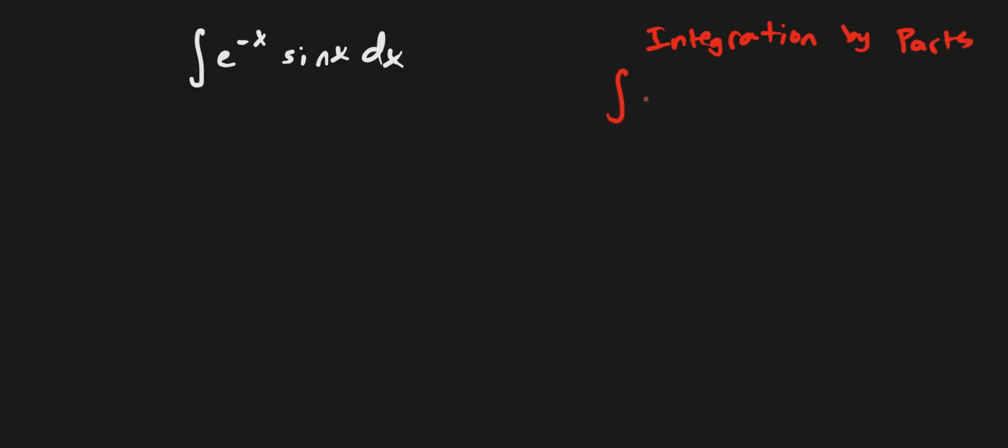If I have the antiderivative of u dv, this is going to be equal to uv minus the antiderivative of v du. So I try to make these v's and these u's look as different as possible. Okay, now that we have this formula, this is going to help us solve.